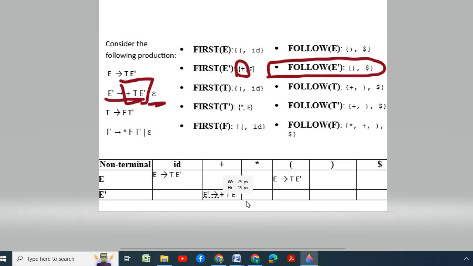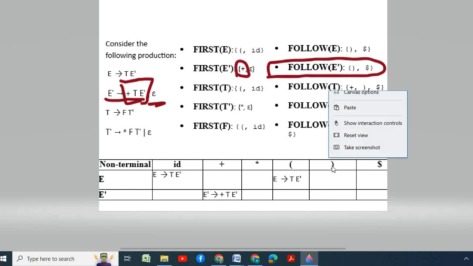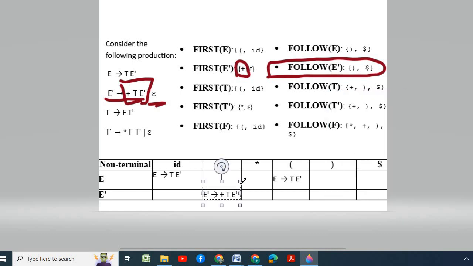So in close parenthesis and dollar, we have to write this. I will simply paste it. That is, E dash tends to epsilon. We have to write E dash tends to epsilon.